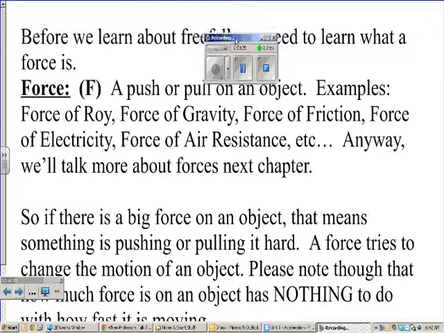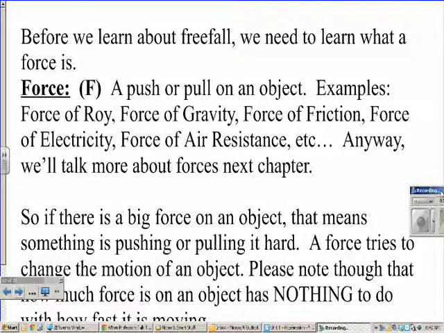Before we learn about free fall, we need to learn what a force is. So force, the symbol for force is a capital letter F, is a push or a pull on an object. Examples of forces would include the force of Roy or some other person pushing your object, the force of gravity, the force of friction. We're going to learn later on this year about electrical forces. Air resistance, it turns out, is a force. You can picture that if you imagine driving down the car with your hand out the window. The air pushes your hand back, right? So that is a force.